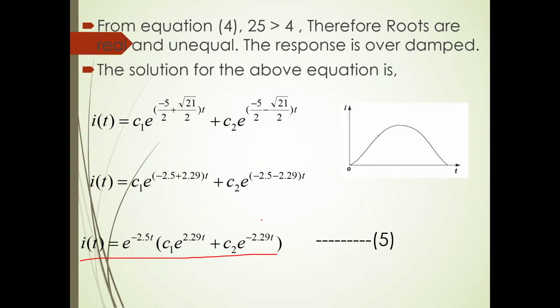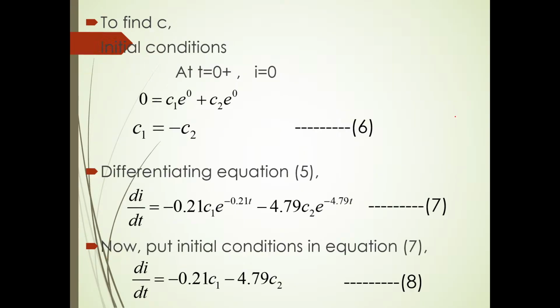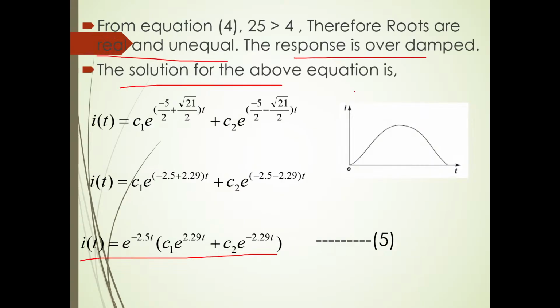We have to follow certain rules and regulations, and we must first of all identify what sort of roots are there and how the response will be. Then only you must write the solution. Okay. So now let us find the C value. C1, C2 are there here in equation number 5. So we have to determine the C1 value and C2 value.